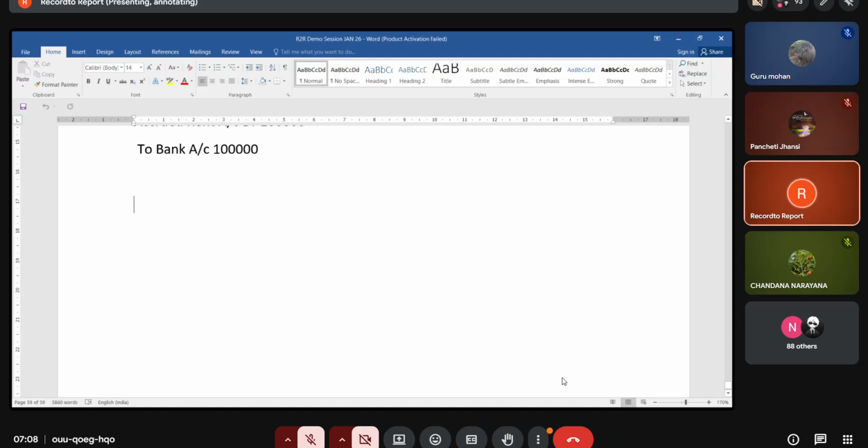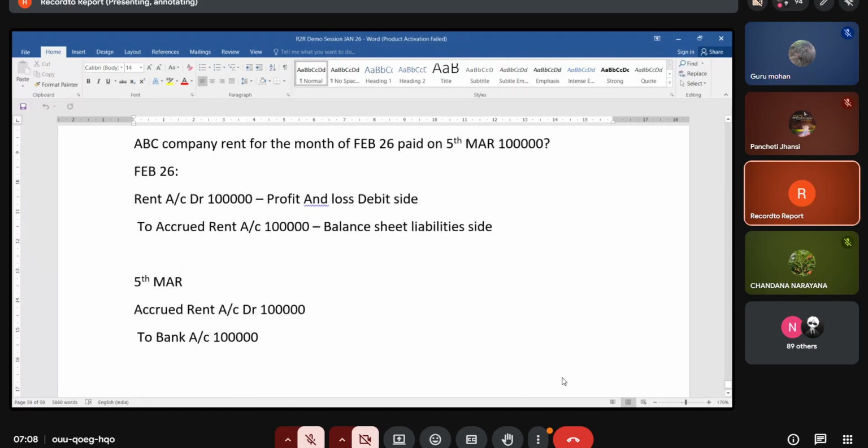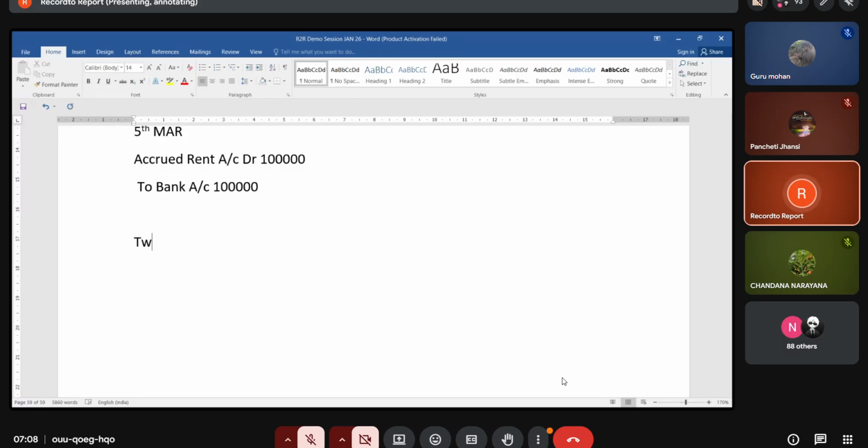See, accruals are recorded in two ways: one is reversible accruals and the other is non-reversible accruals. So there are two ways of accrual posting, that is reversible accruals and non-reversible accruals.